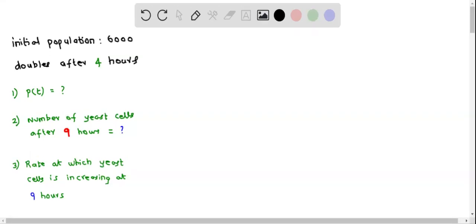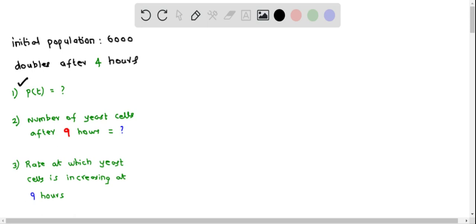In this question, we are given that the initial population of the yeast cells is 6,000 and it doubles after 4 hours. And we have to answer these three questions. So let's answer the first question. That is, we have to find an expression for the number of yeast cells after t hours, which is represented by the function p of t.